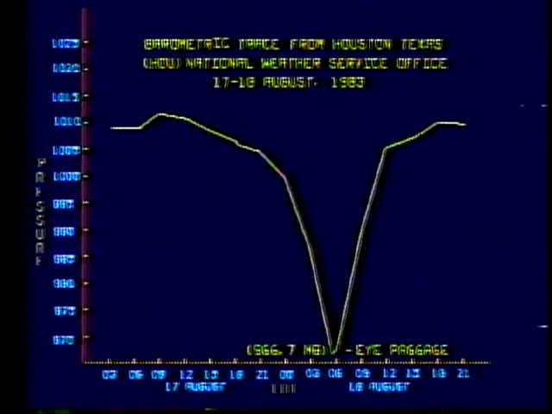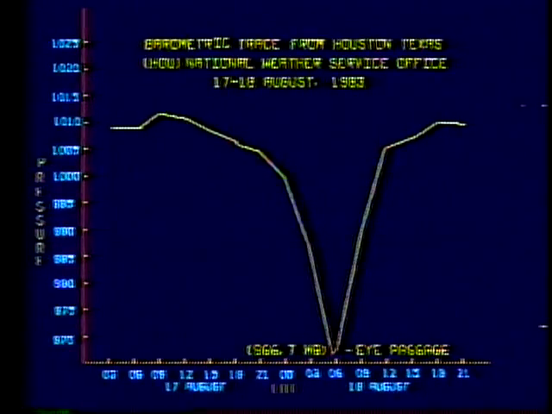Following landfall, Alicia continued moving on a northwesterly course. This track took the center very close to the Houston Area National Weather Service office located in Alice, Texas. The barometric trace from that station provides a classic example of the pressure changes accompanying a hurricane passage. The minimum pressure reading of 966.7 millibars occurred just before 6 a.m. local daylight time and was preceded by about a 6-hour period of rapidly falling pressure.